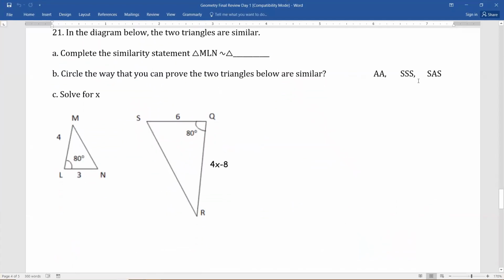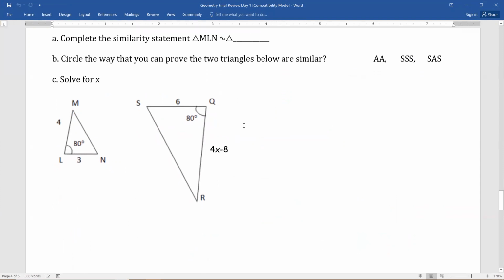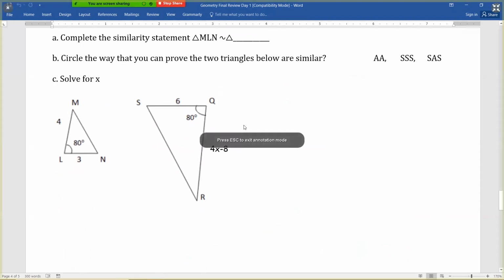All right, question 19. In the diagram below, we have two similar triangles. The first thing we're being asked to do is complete a similarity statement. So the first thing we were given is MLN. We start at M, down this side to L, down this side to N.